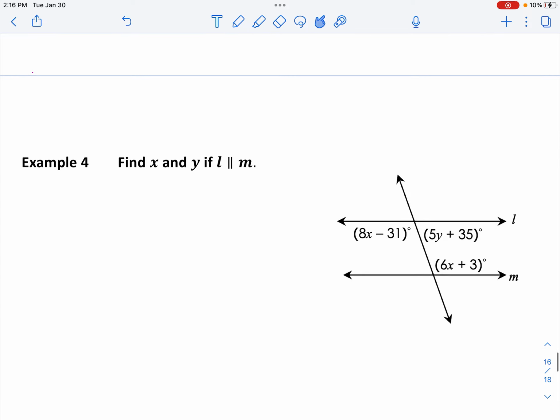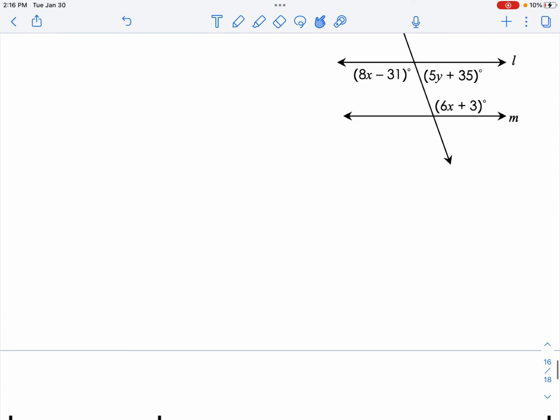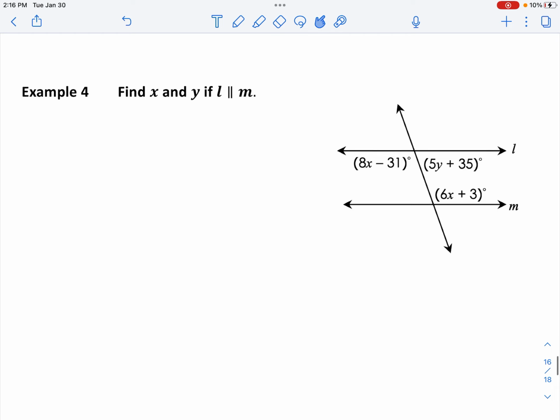All right, hopefully this is starting to make some sense. I got one more in here, and I'm just trying to throw a little bit of a curveball at you. This one says find x and y if L is parallel to M. So we still know that L is parallel to M, but I want to find both x and y now. Okay, so we can do that. I want to look at these over here.